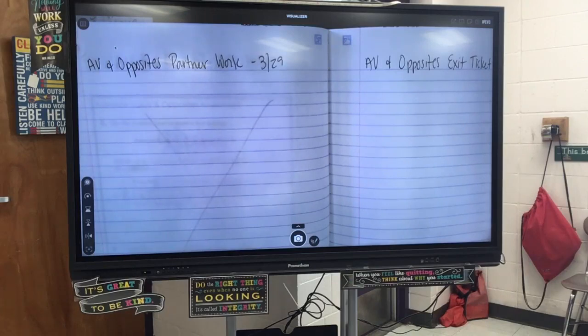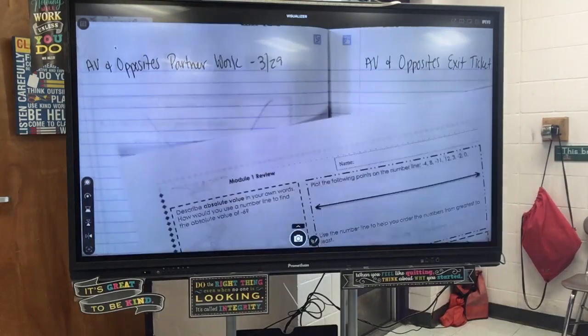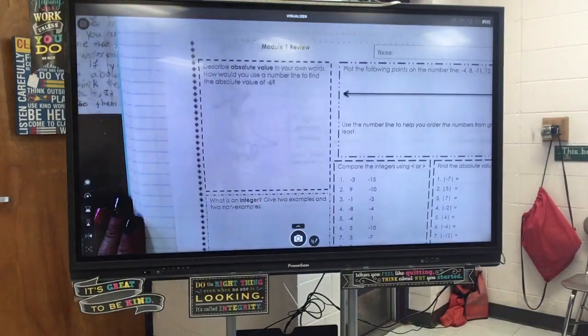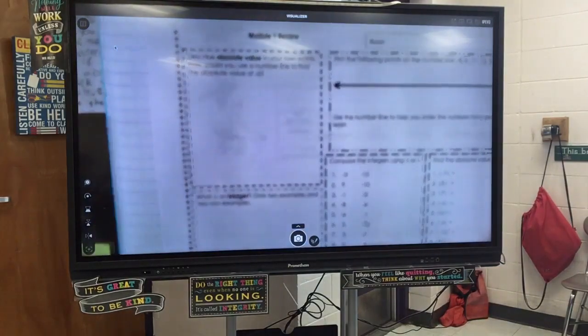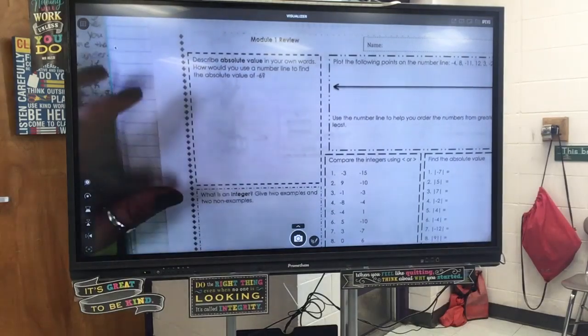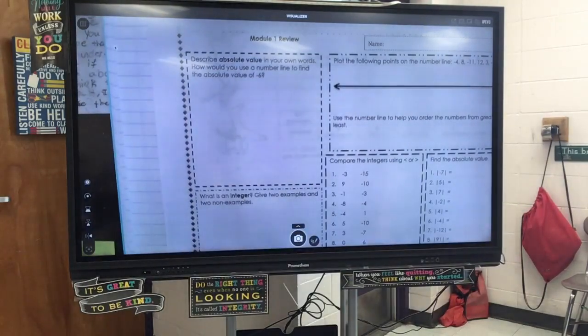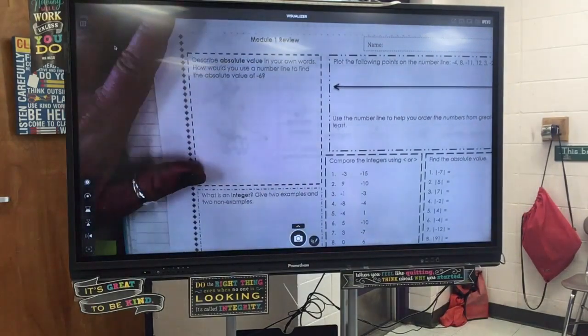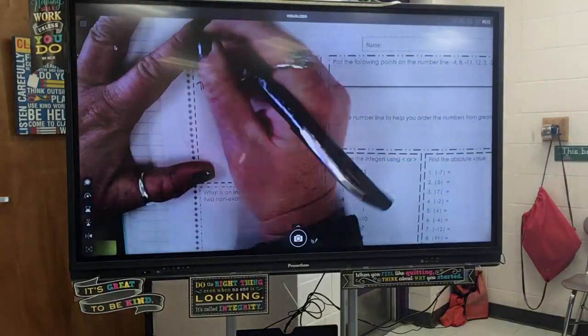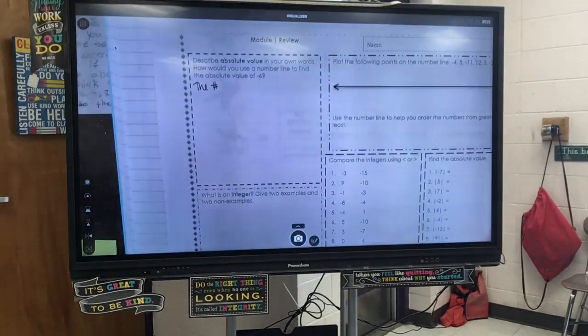Alright, so go ahead, grab this paper that I just passed out to you. Alright, so we are going to discuss a little bit, just as described, absolute value in your own words. So someone raise your hand and tell me what does absolute value mean in your own words. Zoe? You said the number, I just didn't hear you. The number what?